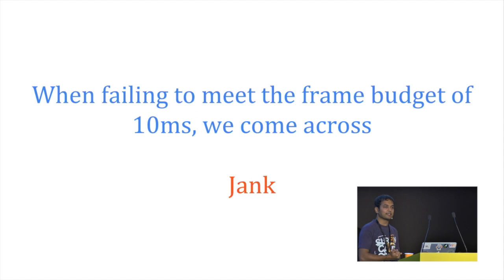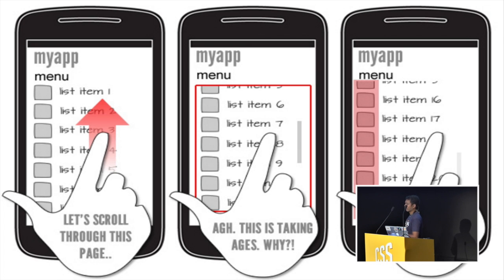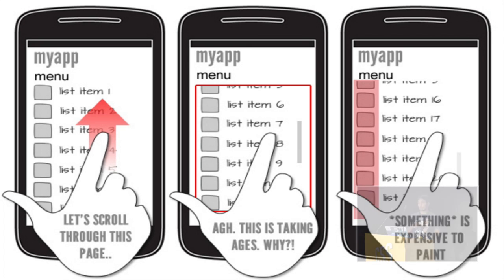When we fail to meet 10 milliseconds, we come across a behavior which we don't like, which is termed jank. If you are scrolling and you see a lag in between, you will term it jank. This is the experience that I was talking about. A person is trying to scroll the page, but he sees that it's not scrolling. The reason is that some operation is taking a lot of time, which is not allowing the page to paint, and because of that, he sees a jitter or a lag. Basically, he's encountering jank.